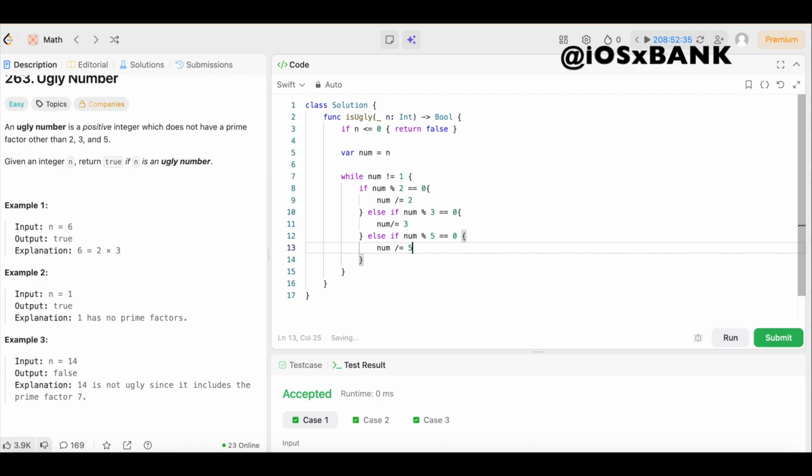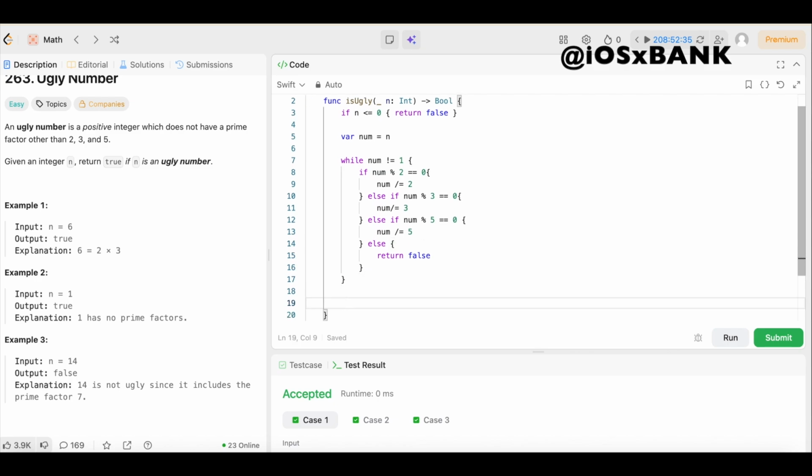Boom. If the number isn't divisible by 2, 3, or 5, then it contains another prime factor, so it's not an ugly number. And we could just come right here and say else, open up the brackets and return false. But we're not done yet, because if we've successfully divided away all factors until the number becomes 1, then its only prime factors were 2, 3, and 5. So we need to come all the way down here outside of the while loop and say return true, y'all. Boom. Let's go ahead and give this a run.